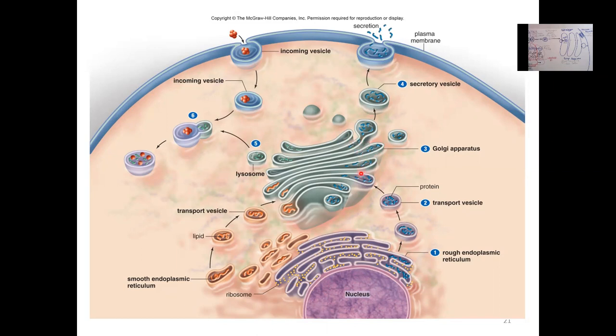Once the Golgi is finished with it, part of the Golgi bubbles off into a new vesicle, and this vesicle can either fuse with the outside of the cell, dumping its contents outside, or the vesicle itself can become something functional inside the cell.